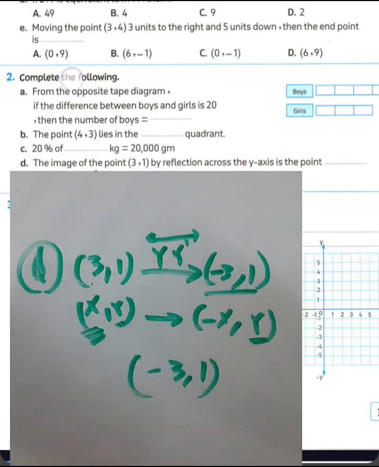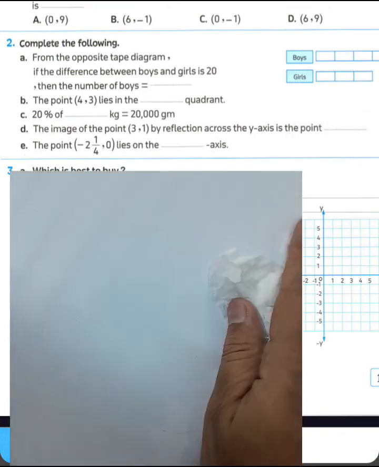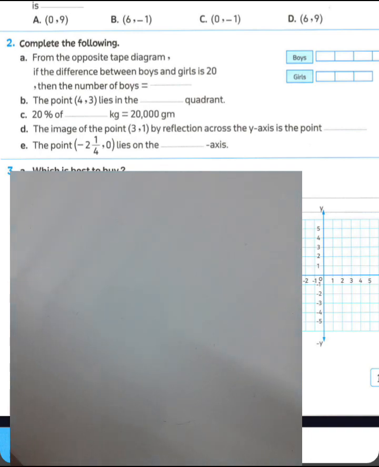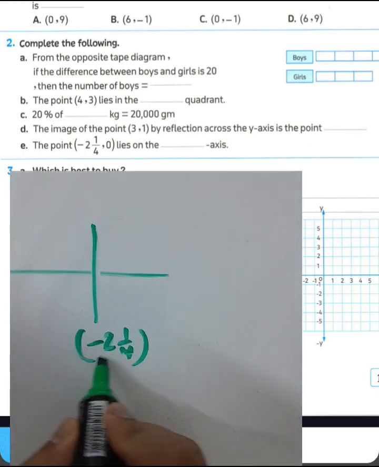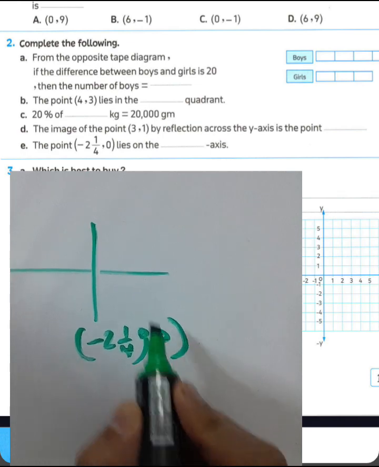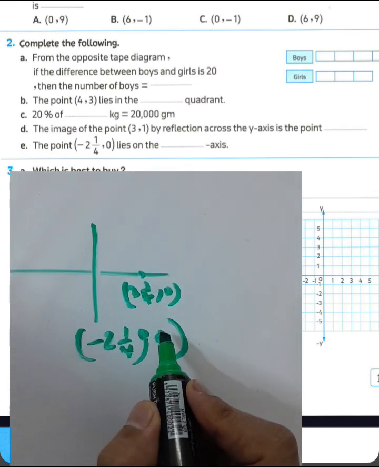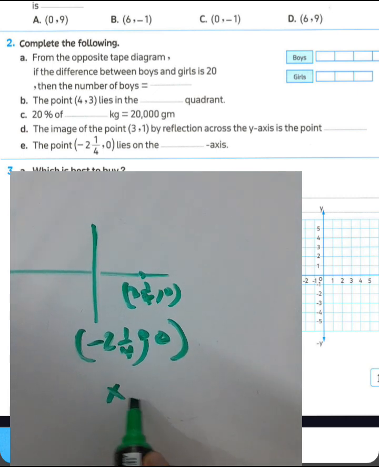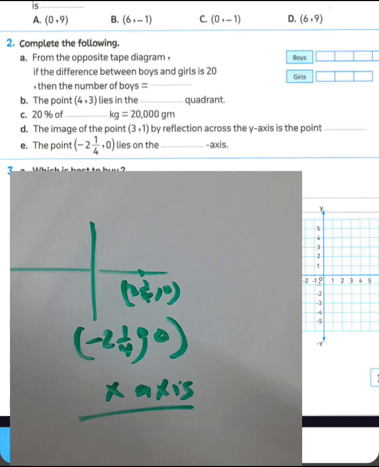Next question. The point negative 2 and 4 and 0 lies in what? We have y equals 0. Then this point lies in the x-axis. We have in the coordinate negative 2 and 4 and 0 here. It lies in the x-axis. This point lies in the x-axis.